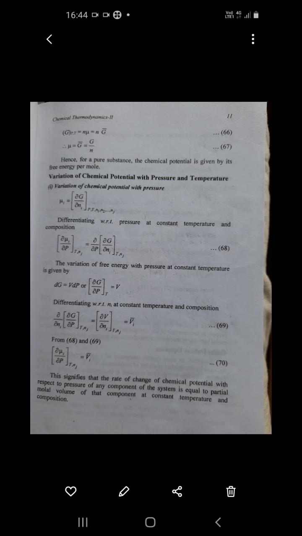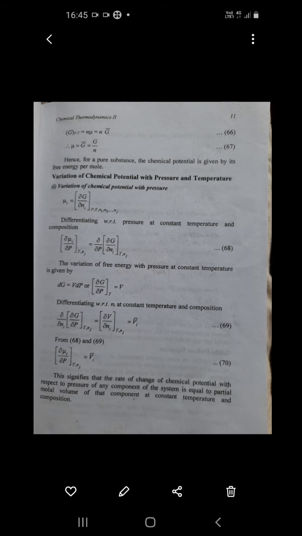Now the variation of chemical potential with pressure and temperature. Let us see how chemical potential varies with pressure and temperature. First, mu i is equal to ∂G/∂Ni at constant pressure, temperature, n1, n2, nj. That is the equation that you have to remember. This equation is called the chemical potential for the ith component.